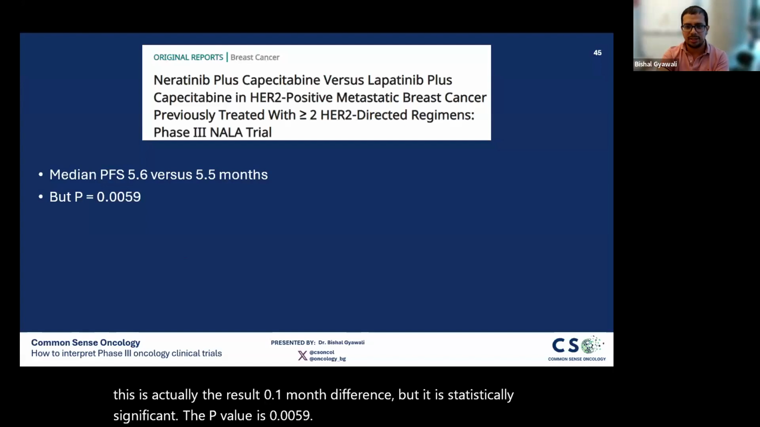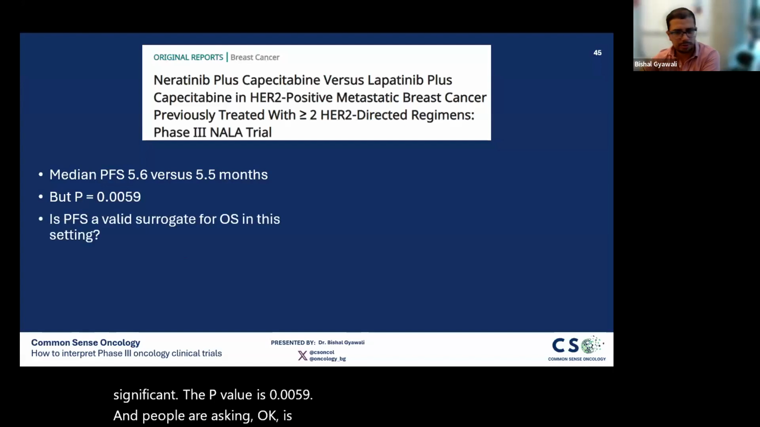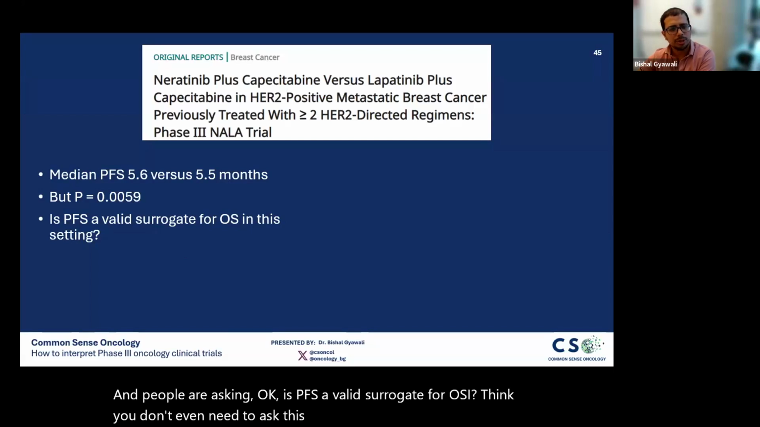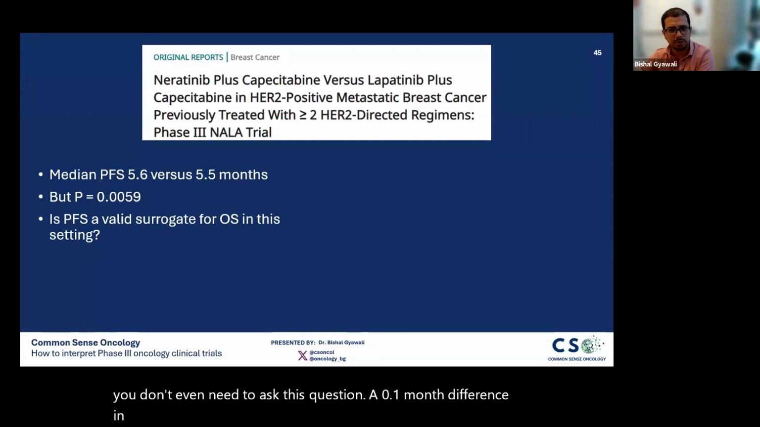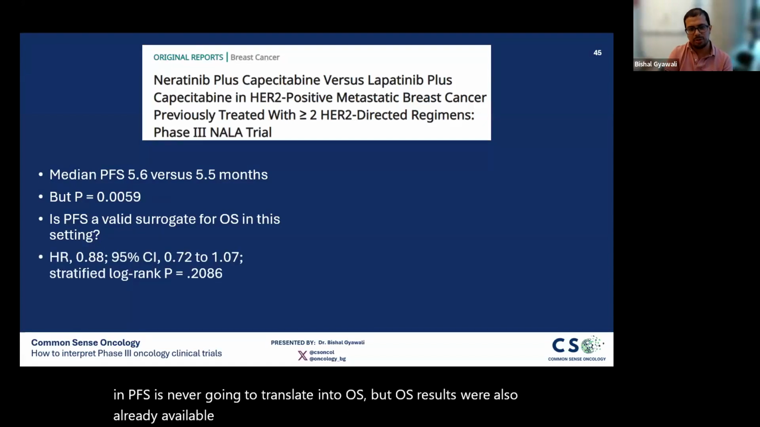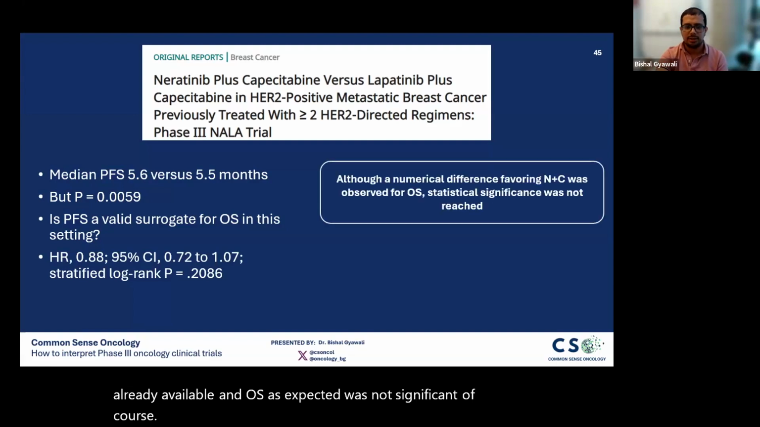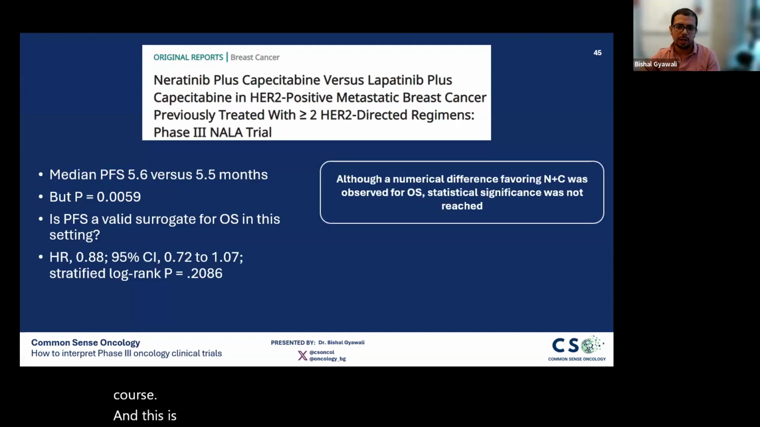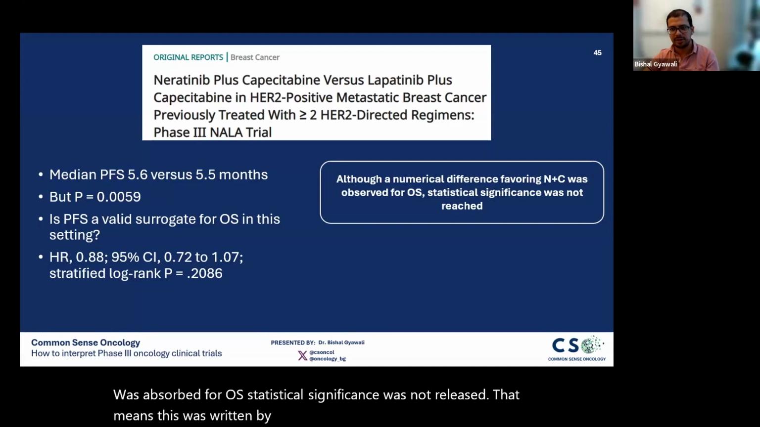And people are asking, okay, is PFS a valid surrogate for OS? I think you don't even need to ask this question. A 0.1 month difference in PFS is never going to translate into OS. But OS results were also already available, and OS, as expected, was not significant, of course. And this is how they concluded it. Although a numerical difference was observed for OS, the statistical significance was not reached. That means this was written by professional medical writers.